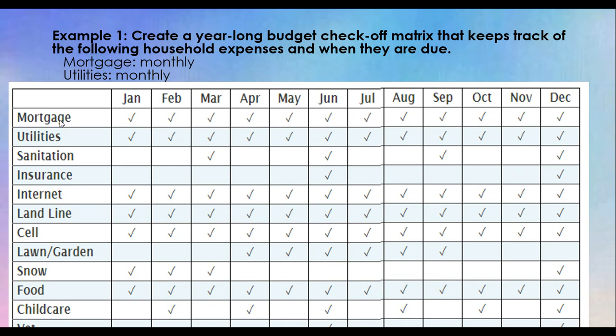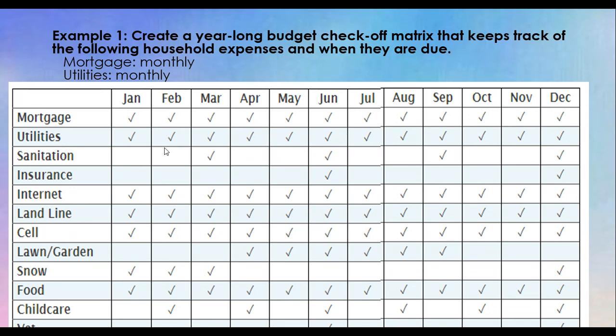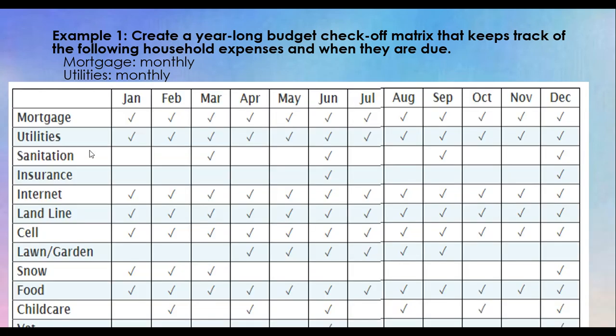So my utilities, notice we're monthly. Something really important, we have to know the difference between monthly, quarterly, semi-annually. These ones tell you specific months, right? So monthly, check off every single time. Sanitation, again, was quarterly. Quarterly means you pay it 4 times a year. If there's 12 months in a year, how often are you going to pay that bill quarterly? If you pay it 4 times a year, that's going to be 1 to every 3 months, so quarterly.